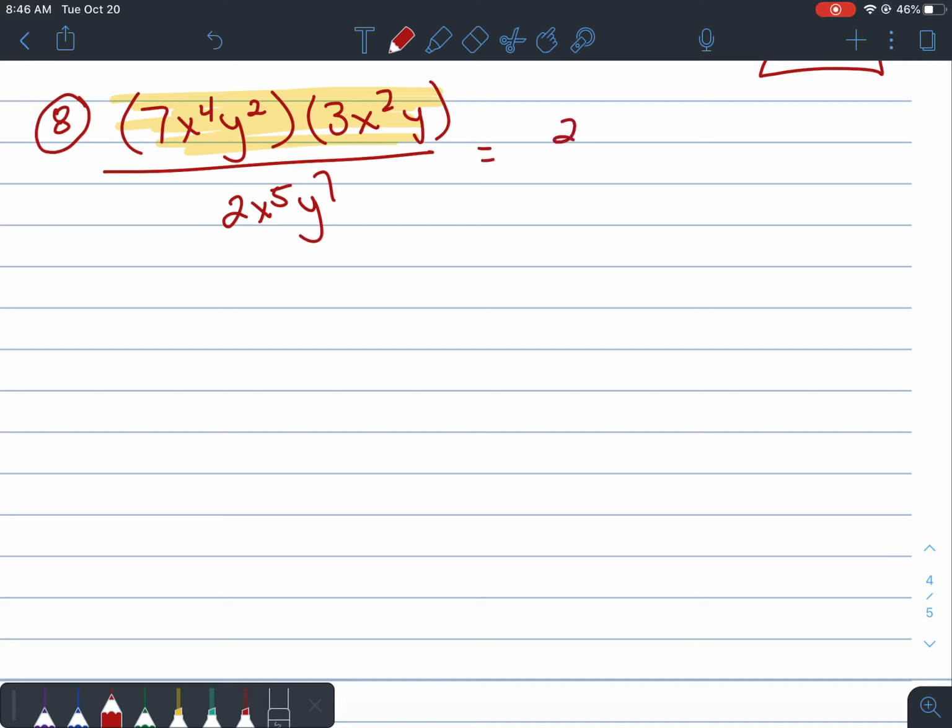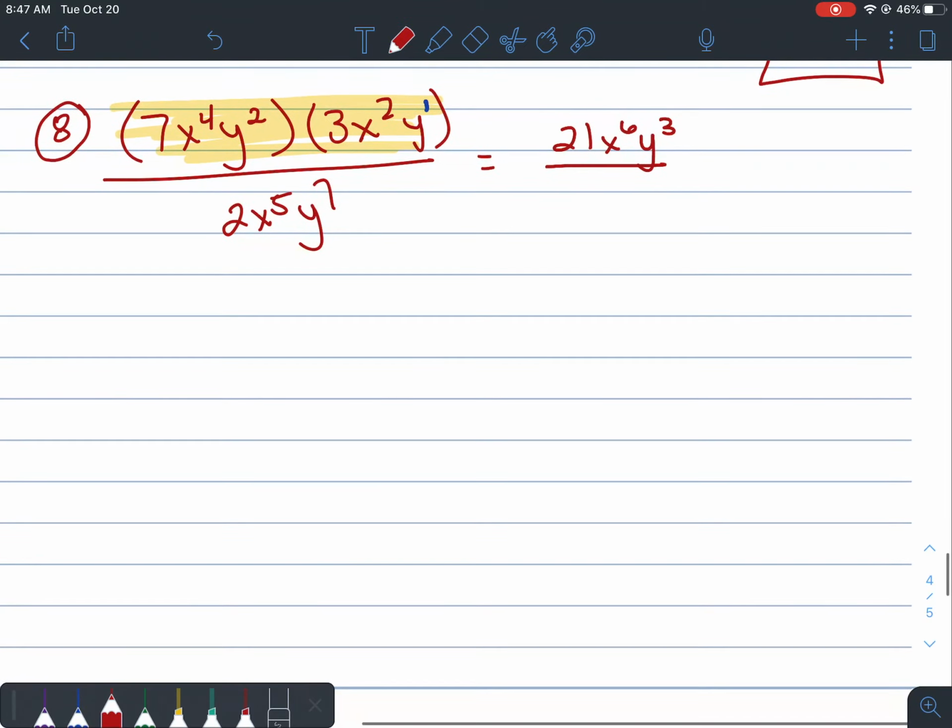When we do the product rule, 7 times 3 is 21. X to the 4th times x squared is x to the 6th. Y squared times y is y to the 3rd because of that imaginary 1. And then in the denominator, it's left still as 2x to the 5th, y to the 7th. Now we can simplify even further. We can use the quotient rule.